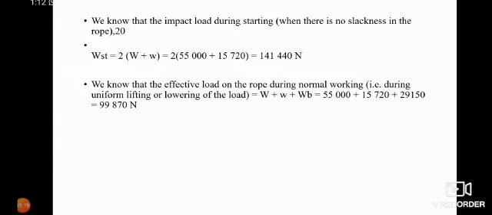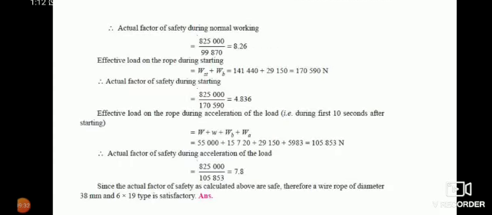We know that the effective load on the rope during normal working equal to W plus WB, equal to 99870 Newton. Actual factor of safety during normal working equal to 825,000 divided by 99870 equal to 8.20. Equivalent load on the rope during starting equal to WST plus WB equal to 170590 Newton. Actual factor of safety during starting equal to 825,000 divided by 170,590 equal to 4.8.